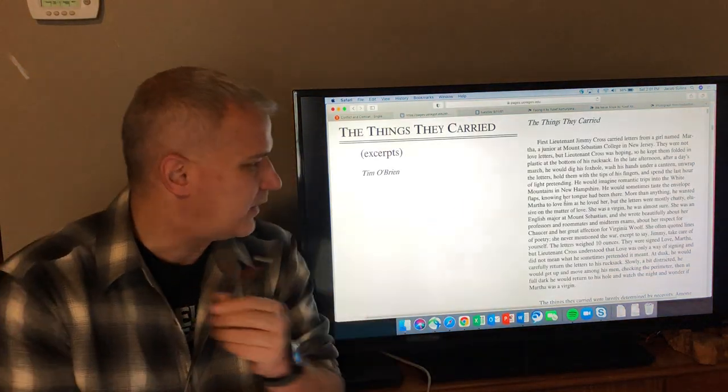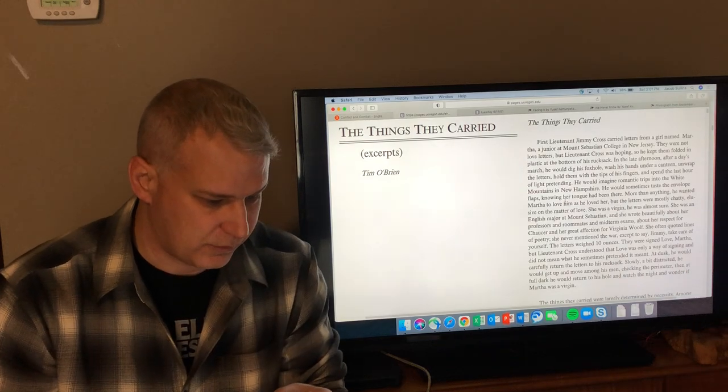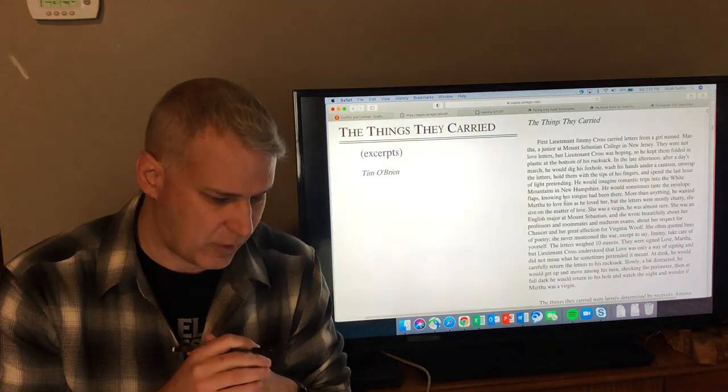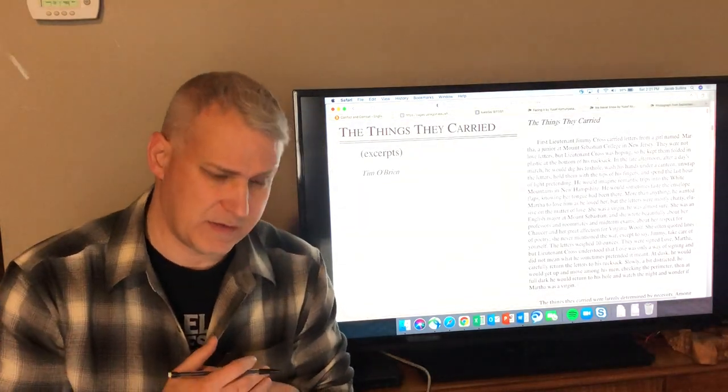First Lieutenant Jimmy Cross carried letters from a girl named Martha, a junior at Mount Sebastian College in New Jersey. They were not love letters, but Lieutenant Cross was hoping. So you get this physical thing that he's carrying.